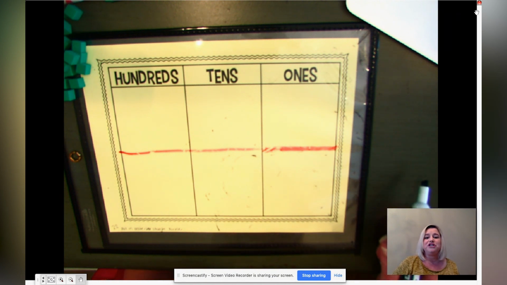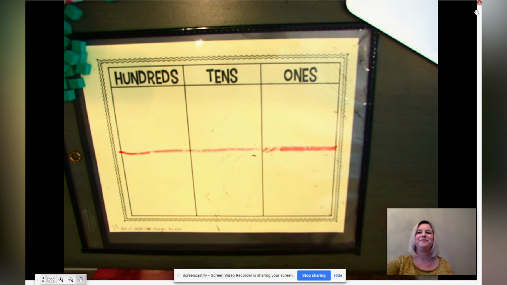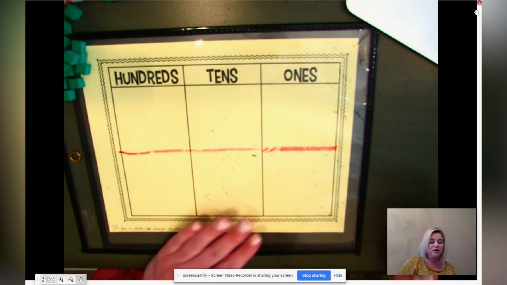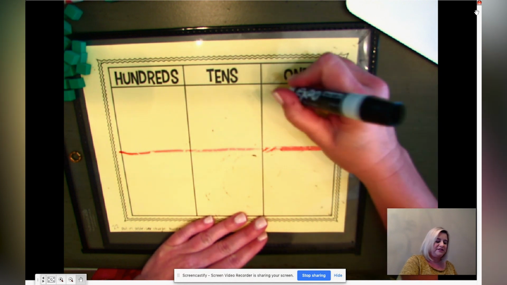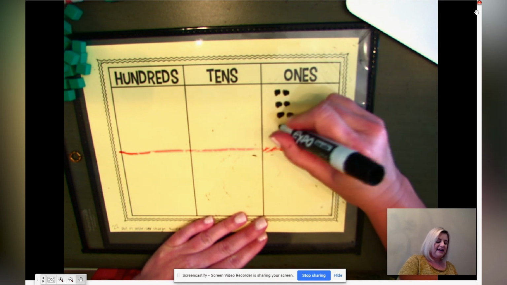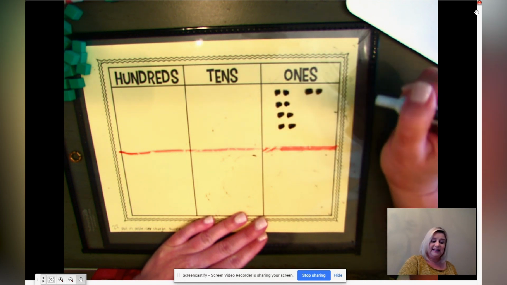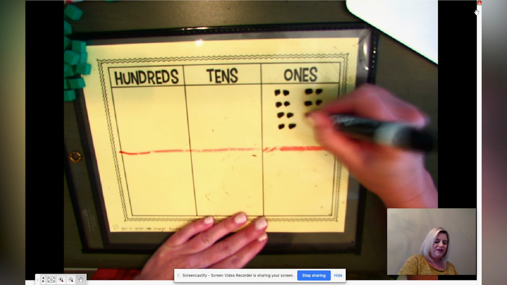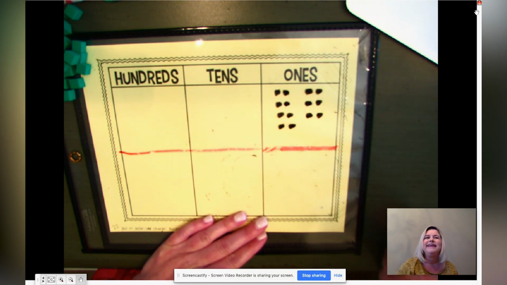Now, we're going to do one more. How about 14? I want you to turn to a family member and tell them what first way are you going to model 14? Great. I'm going to draw 14 ones and I'm going to count by twos. 2, 4, 6, 8, 10, 12, 14. Now, what can I do?